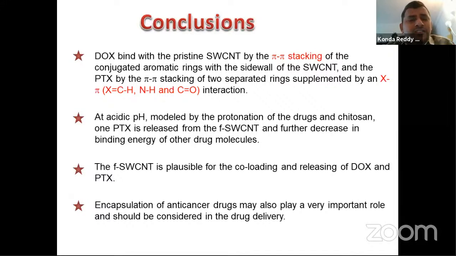So, yes, one more minute. We have functionalized carbon nanotube, which is plausible for co-loading. That's what we have seen, that it is good for co-loading and releasing of both anti-cancer drug molecules. We have shown how, in acidic pH, these drugs are released by protonating the drugs and chitosan. Encapsulation is also one of the ways we can do it, and the encapsulation of these may also play a very important role and should be considered in drug delivery systems.